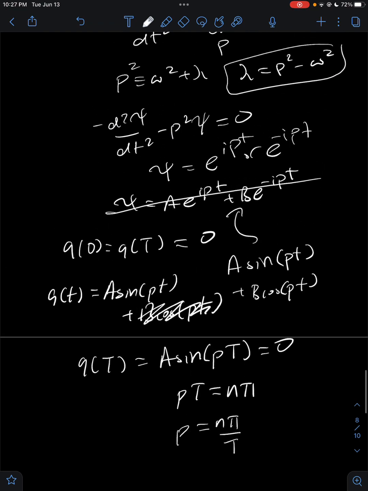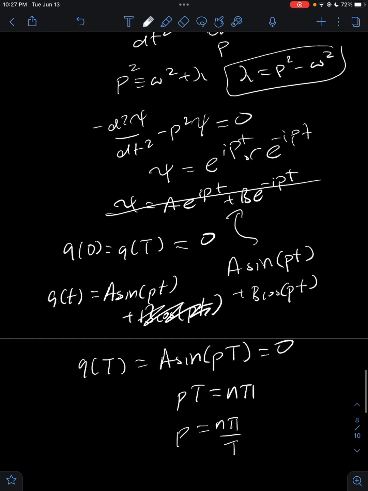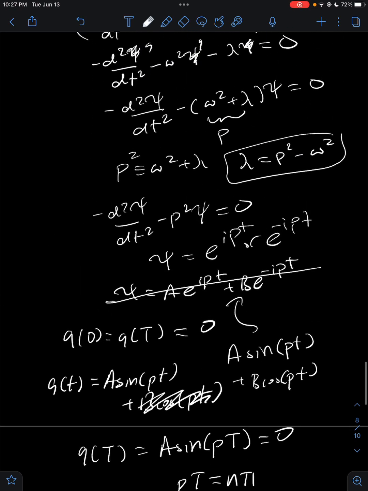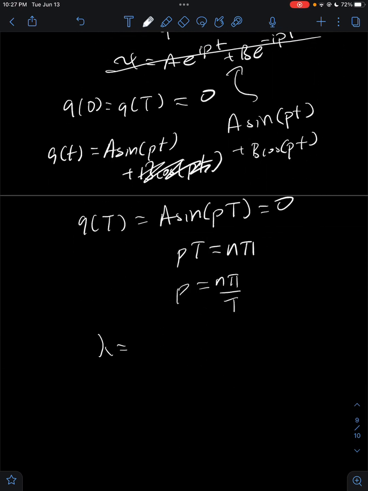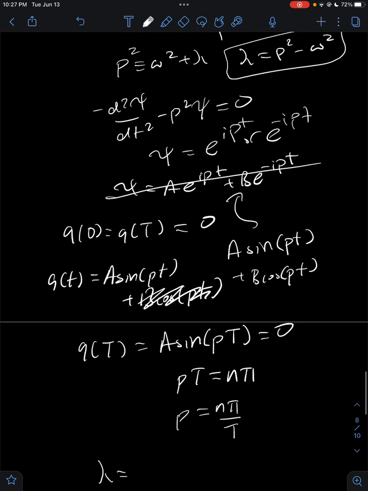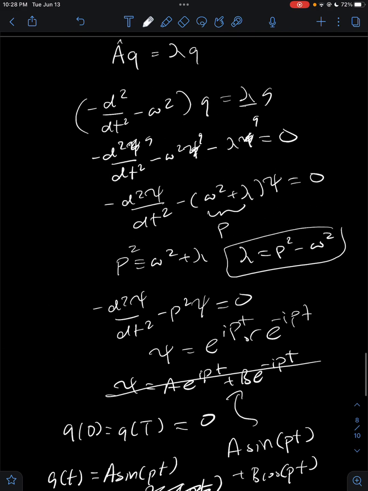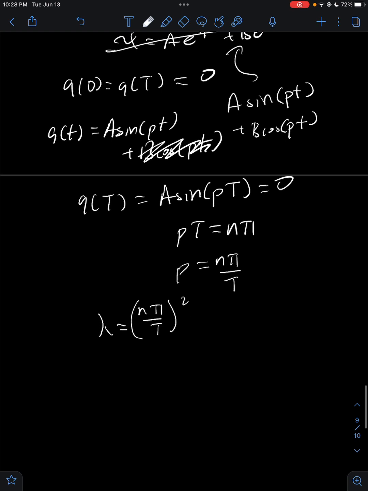If you learned about quantizing the infinite square well, this calculation is probably very familiar to you. That's actually why I used psi by accident. Anyway, this means that lambda is p squared minus omega squared. So lambda is just going to be (n pi over T) squared minus omega squared. So now we have actual meaningful values in lambda, and we can just stop here.